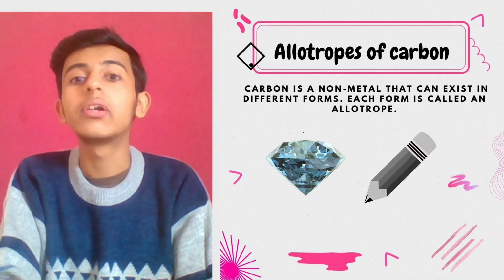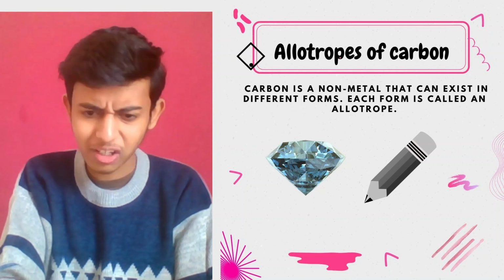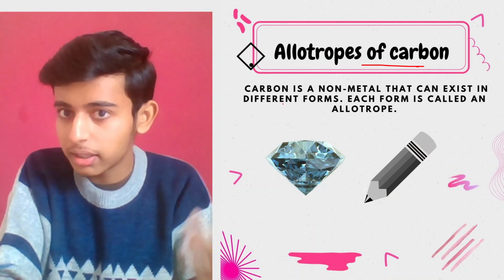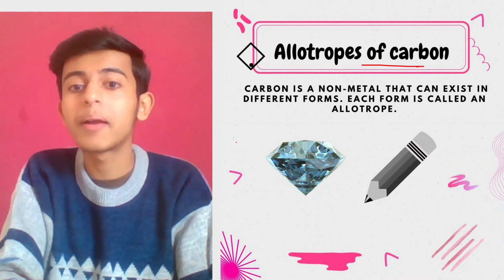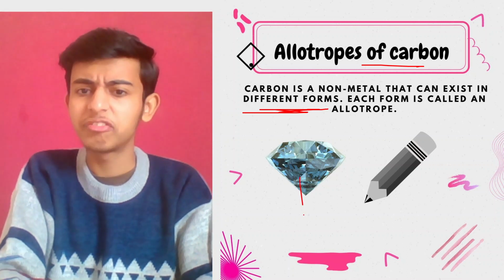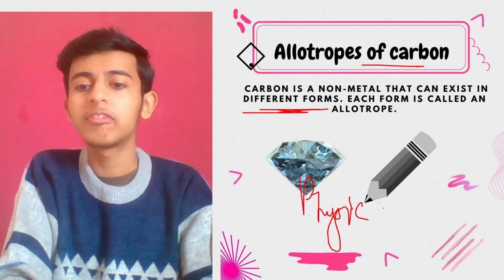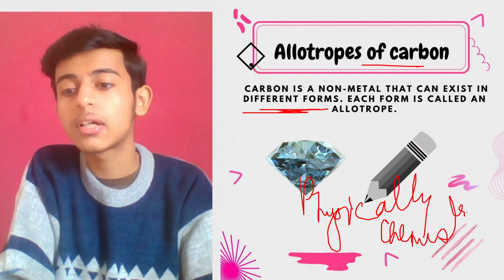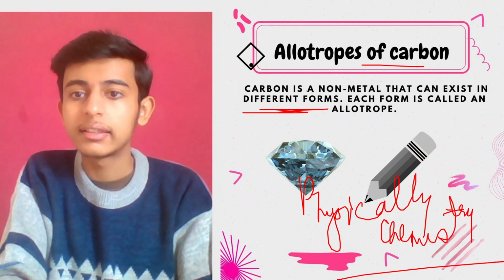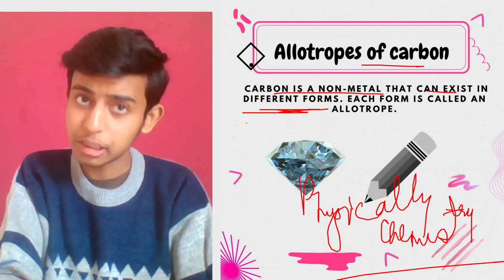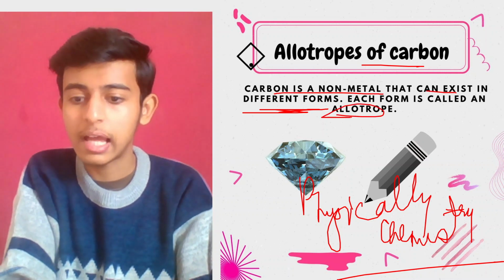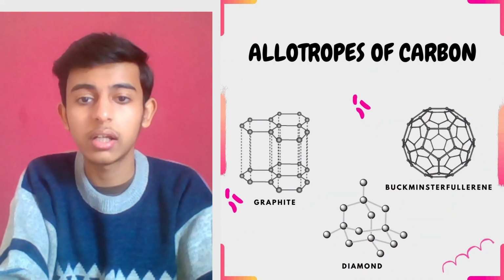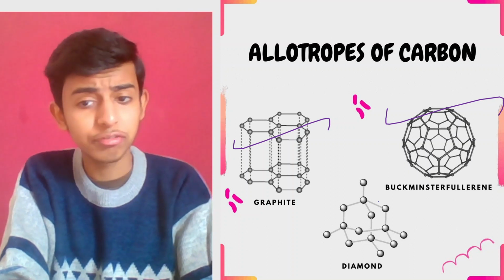Okay, what is an allotrope? Allotropes of carbon are the different forms of carbon. Although they are totally different from carbon, they are its different forms. Physically they are different, but chemically they are the same. Chemical composition includes carbon atoms. Carbon is a nonmetal that can exist in different forms. Each form is called an allotrope. The most common and most important allotropes are graphite, Buckminster fullerene, and diamond.